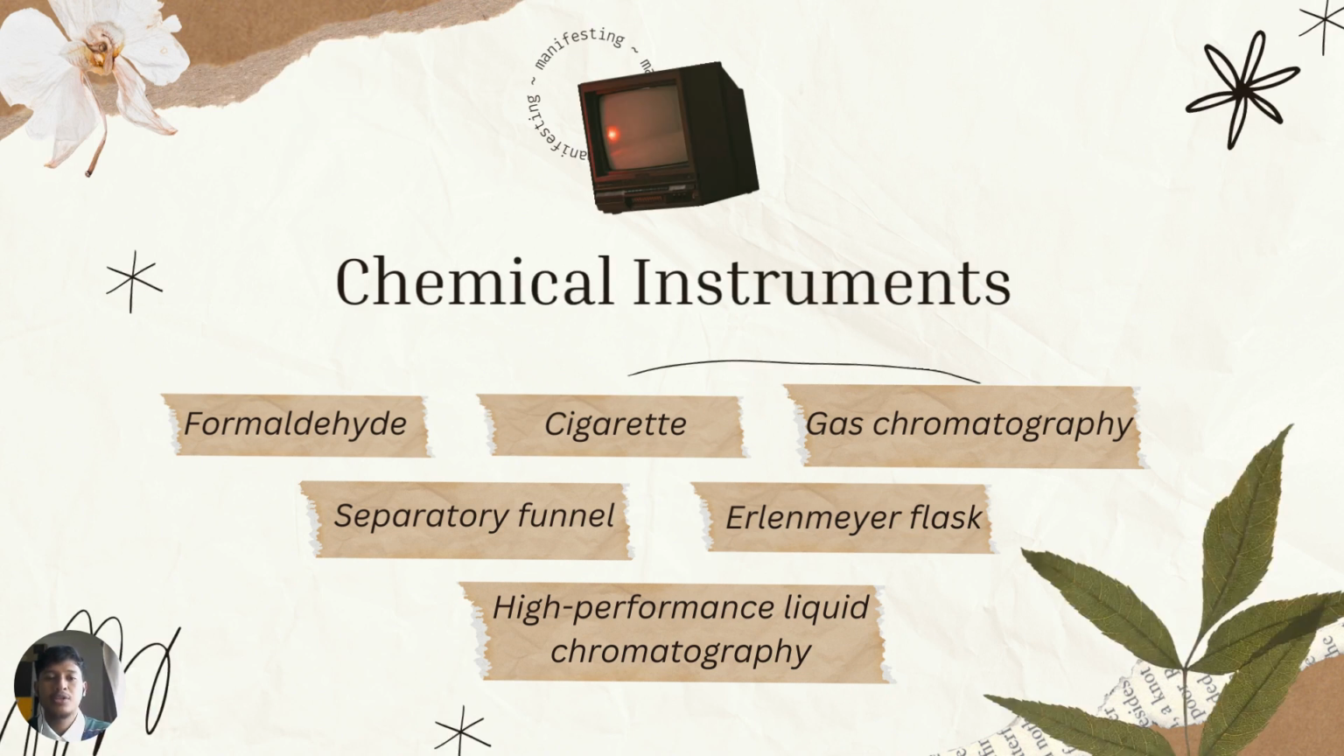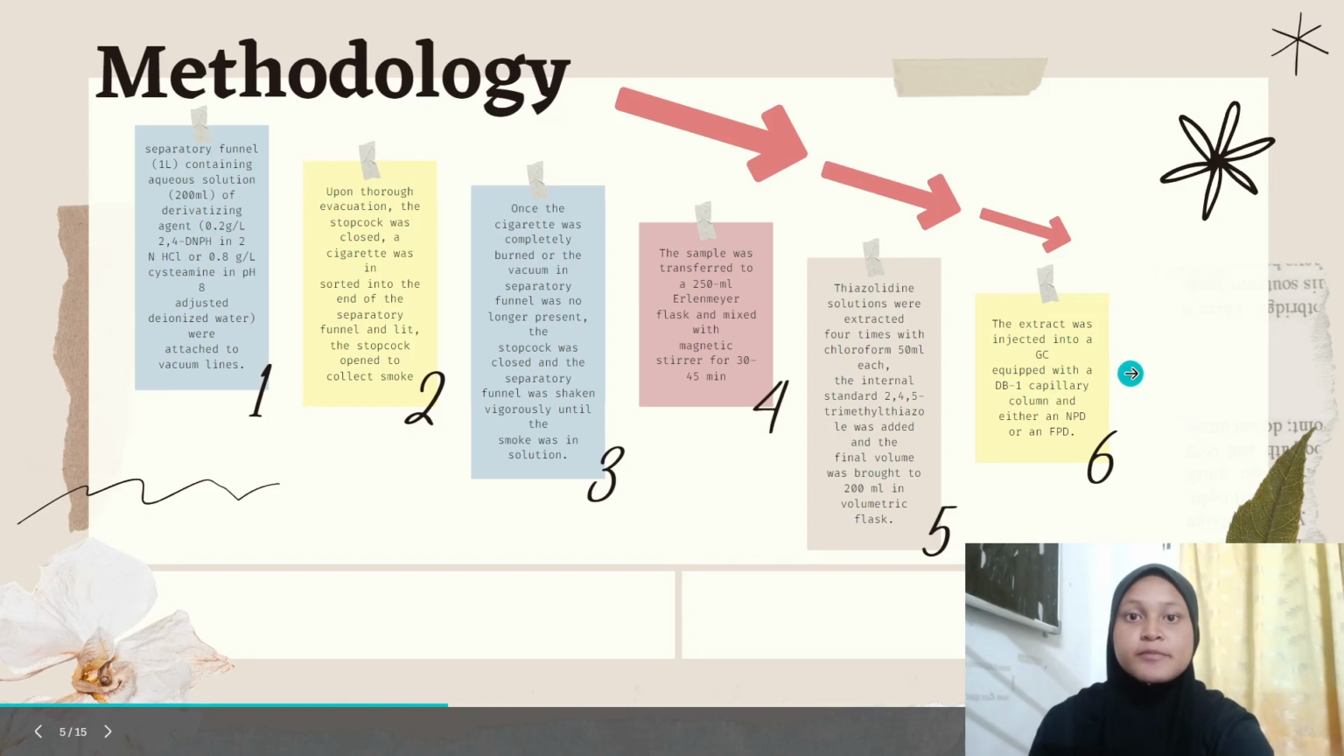Next, for the chemical instruments. In this experiment, we have various instruments: we have formaldehyde, and then we have the cigarette, and then we have the gas chromatography. Else we have a separatory funnel. Then we have LNA mask and also high performance liquid chromatography. For the next, the method.